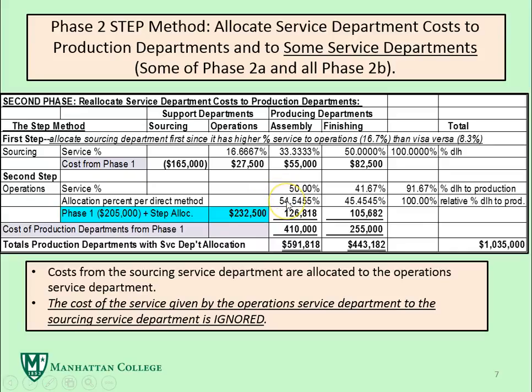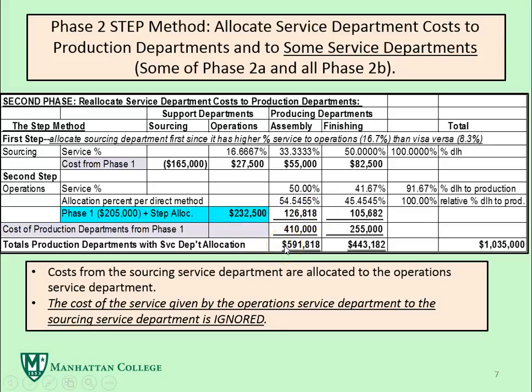We'll use the relative percentage of the time, direct labor hours, spent on production. 55% of the operations department's time is spent on the assembly department. 45% is spent on the finishing department. So operations is spent about 55% to the assembly department, 45% to the finishing department. So we allocate, instead of $205,000, now $232,500 after allocating part 1 of the step method.